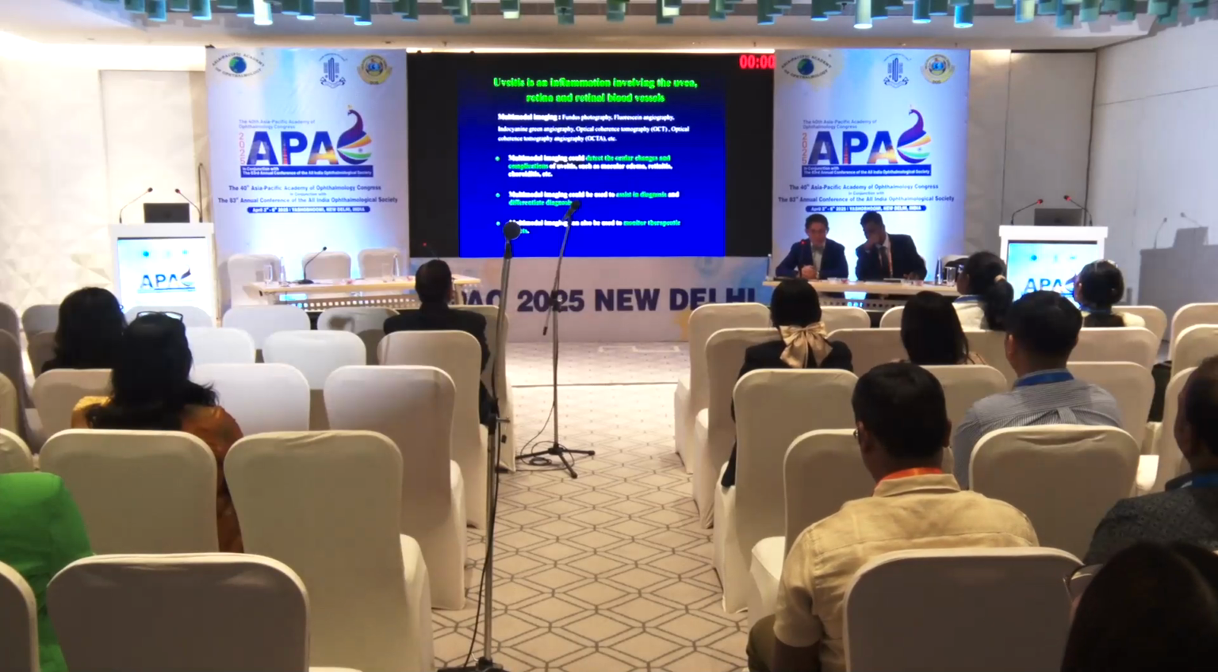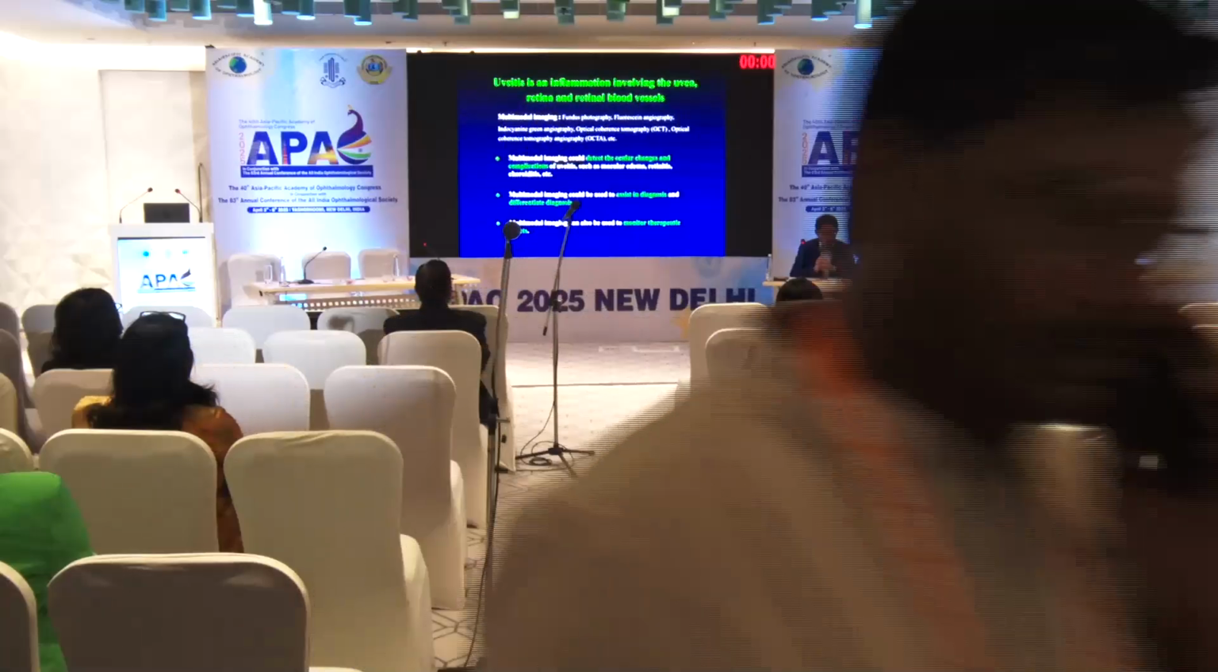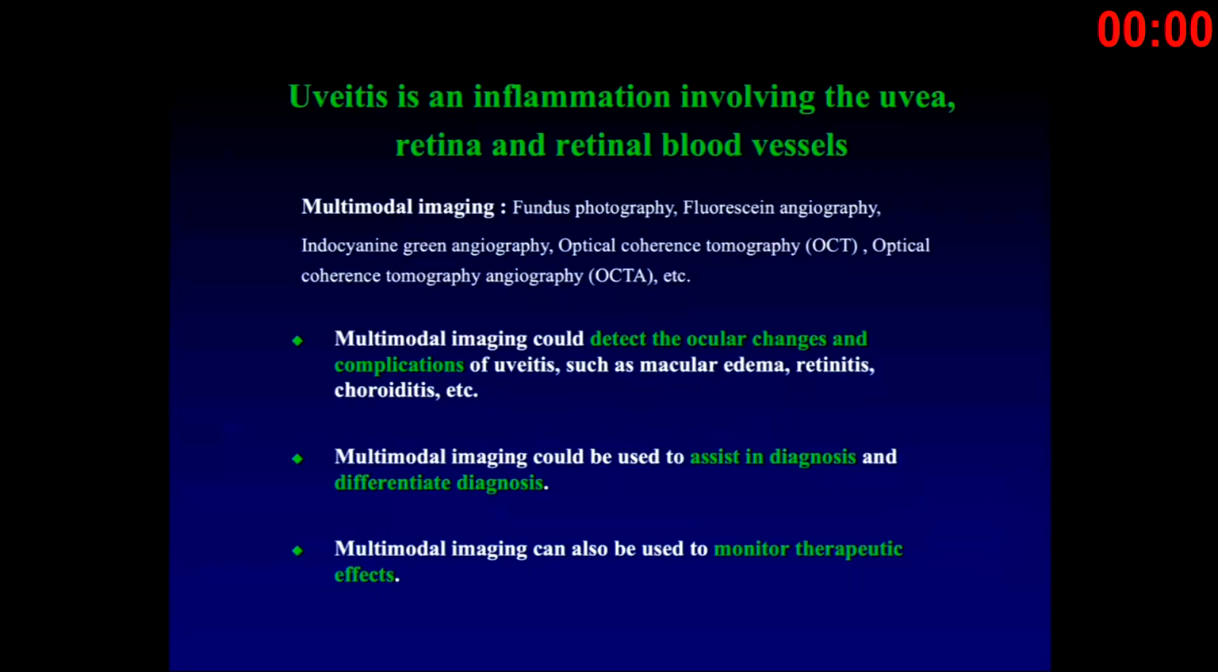Uveitis is an inflammation involving the uvea and retinal blood vessels. Its diagnosis relies not only on clinical manifestations, but also on ocular imaging. In recent years, advances in multimodal imaging have significantly contributed to the management of uveitis. Multimodal imaging includes many ocular imaging modalities, such as fundus photography, fluorescein angiography, indocyanine green angiography, and optical coherence tomography.